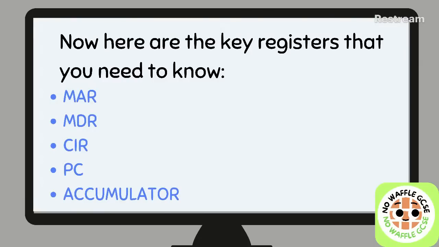Now, here are the key registers that you need to know. You've got the MAR, the MDR, the CIR, the PC, and the accumulator. You'll be able to memorize it and understand it again once we go through the FDE cycle. I've got a really good animation coming up which goes through the FDE cycle to help you, because almost every year they have a question about it.